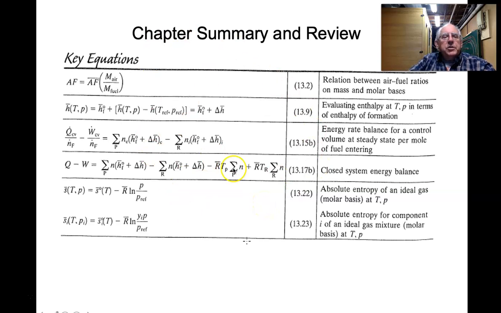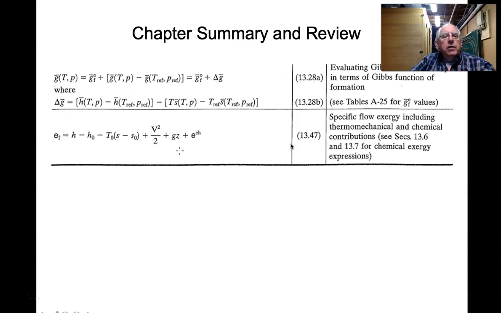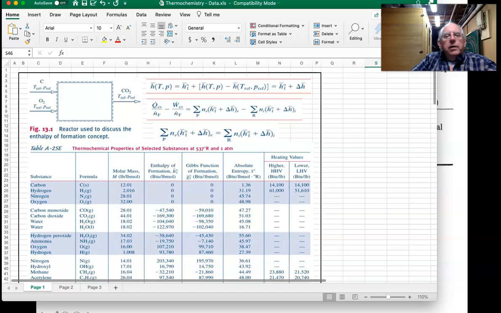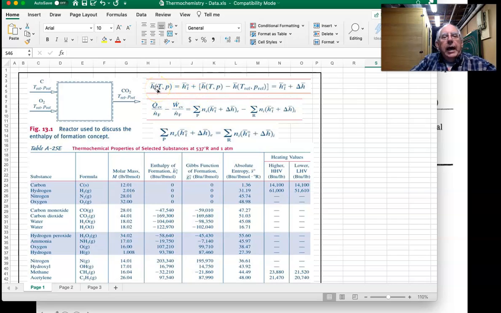And so we finish up this chapter with just a summary and review of the pertinent equations. Before I leave, I wanted to bring up the thermodynamic data that's in the back of the textbook. We've already observed this. We talked about this earlier. We showed the formation process. We also showed the definition of what the enthalpy would be at a particular temperature and pressure.